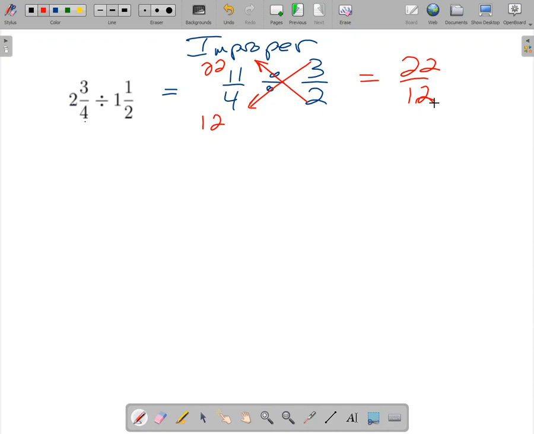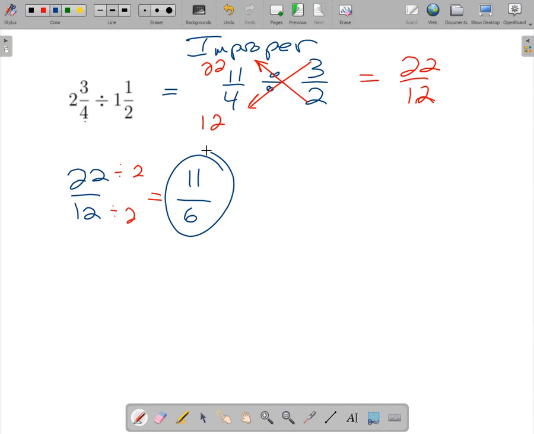which can be reduced. On any important endeavor like this, you should write down what you're doing, not just think. Divide by 2 to simplify this. So I'm going to write down 22/12, and I'm also going to write, let's divide by 2 top and bottom. 2 goes into 22 11 times, 2 goes into 12 6 times. That is a perfectly acceptable answer. You could stop there. For those of you who love mixed numbers, you could take it a step farther if you wish. 6 goes into 11 once, with 5 left over.